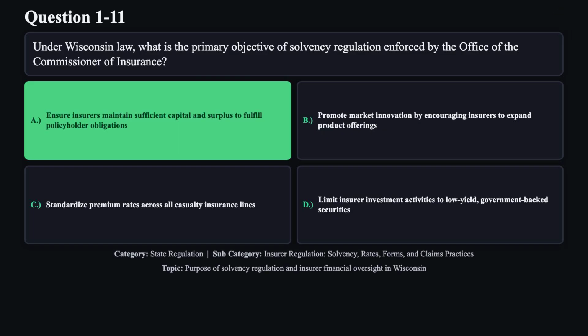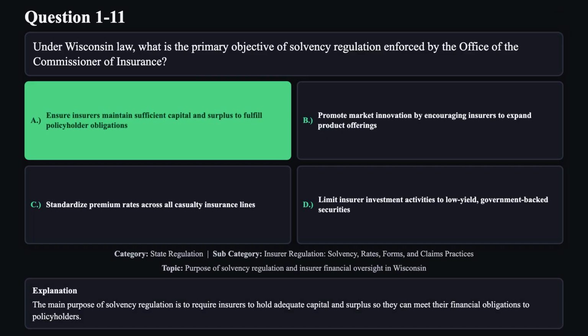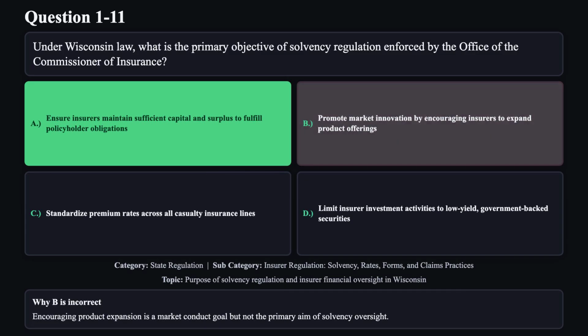The correct answer is A. The main purpose of solvency regulation is to require insurers to hold adequate capital and surplus so they can meet their financial obligations to policyholders. Reason B is not correct. Encouraging product expansion is a market conduct goal, but not the primary aim of solvency oversight.